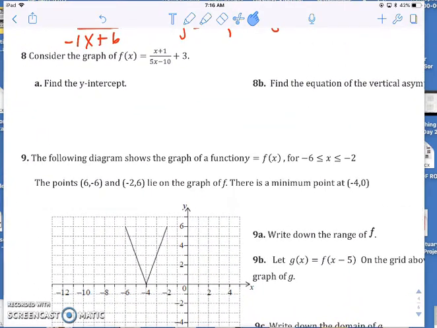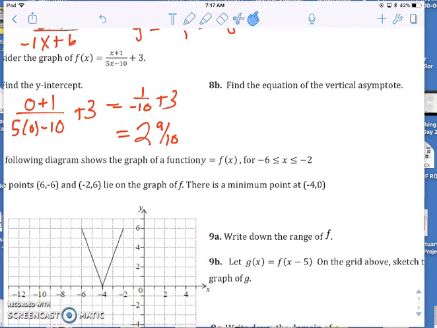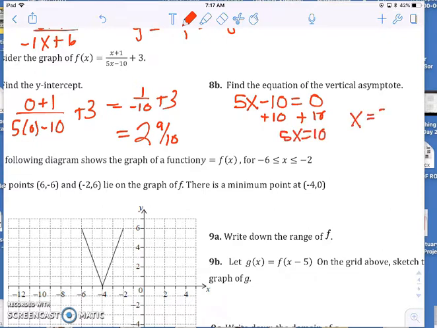Consider the graph of f of x equals (x plus 1) over (5x minus 10), plus 3. Find the y-intercept. Okay, 0 plus 1 over 5 times 0 minus 10, plus 3. 1 over negative 10 plus 3, so that'd be 2 and 9/10. Find the equation of the vertical asymptote. So for verticals, we look in our denominator. So when does that equal 0? So 5x equals 10, so it's at x equals 2.